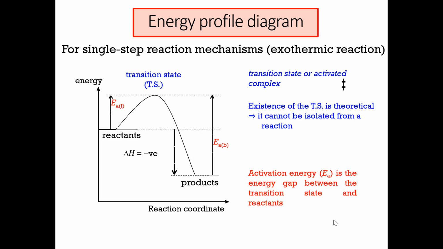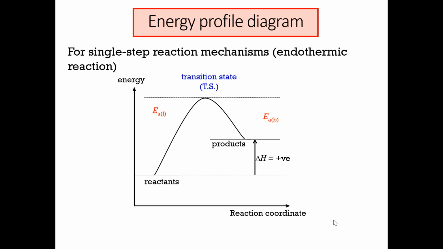Activation energy is the energy gap between the transition state and reactants. For a single-step reaction mechanism, where it is an endothermic reaction, the energy profile diagram looks like this. Transition state remains as the peak of the energy profile diagram, and so the activation energy for the forward reaction will be measured from reactant to the transition state level, whereas the activation energy for the backward reaction will be denoted by this arrow over here.